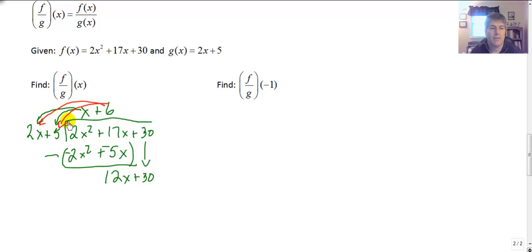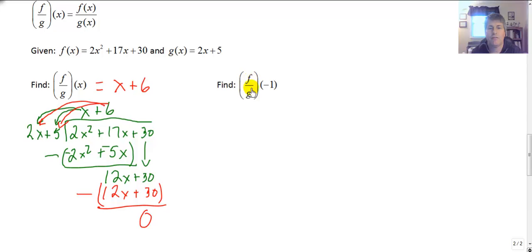Multiply back 6 times 2x and 6 times 5. 6 times 2x is 12x. 6 times 5 is 30. And I subtract my entire quantity, and everything will drop out. I get a 0 as remainder. So when I divide 2x squared plus 17x plus 30 by 2x plus 5, my quotient, my answer, is x plus 6. So f divided by g of x is equal to x plus 6.